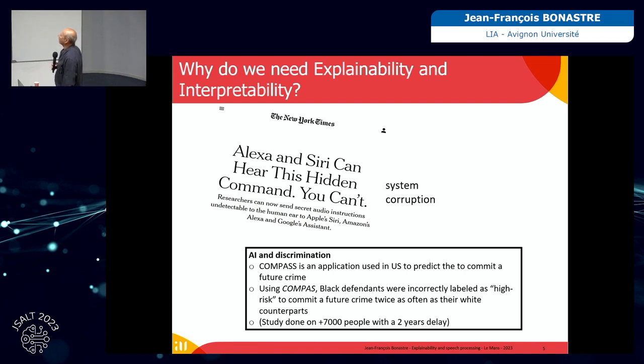First one was the possibility to corrupt the system, to send some shadowed commands in Alexa or Siri, and it just shows that if your system is able to do that, it means that your system is not really working on speech recognition. It's recognizing human commands, but maybe it's not speech.